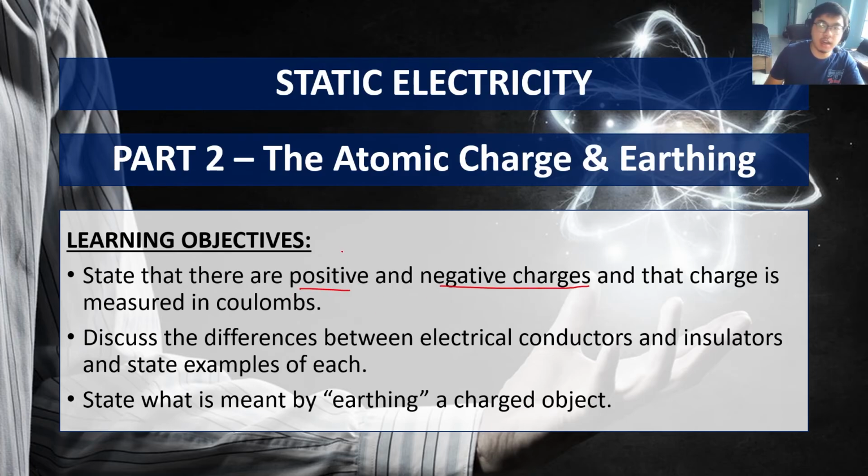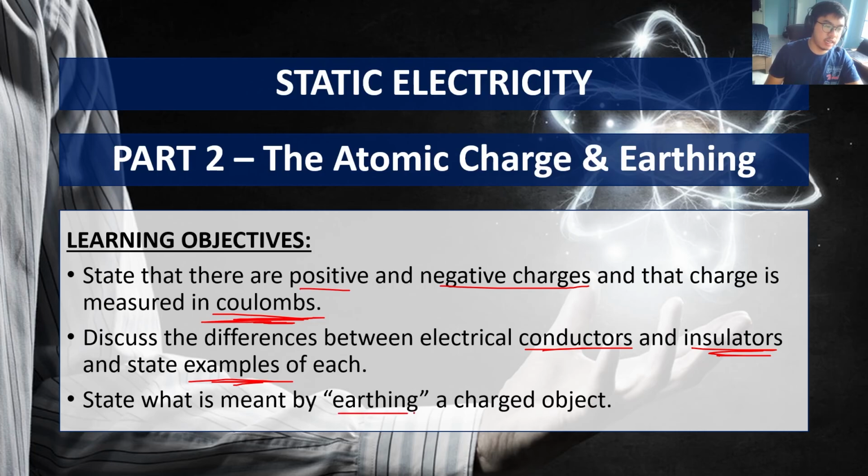All right, so to summarize, there are positive and negative charges. The positive charges are protons, the negative charges are electrons. And the unit for charge is coulombs. Don't forget about that. And you need to know the difference between a conductor and an insulator. Insulators do not allow charges to flow through. Conductors do. And you need to be able to state examples of each of these materials. Conductors are typically metals like gold, silver, copper, iron. And insulators are usually non-metals like plastic, rubber, paper, and so on.